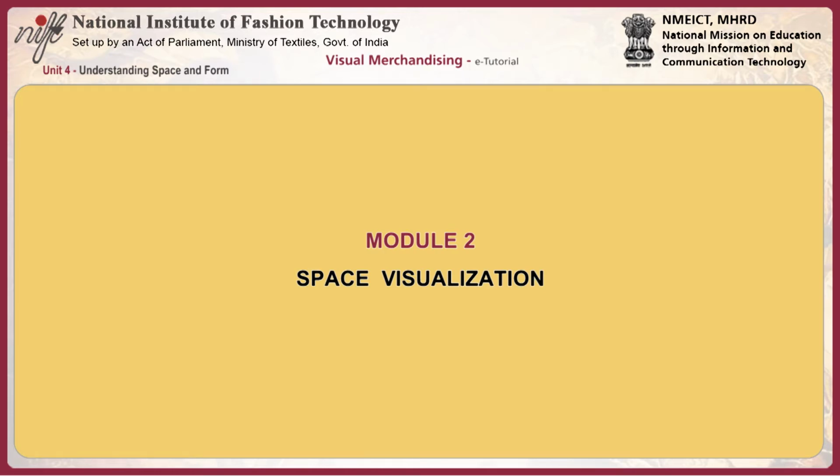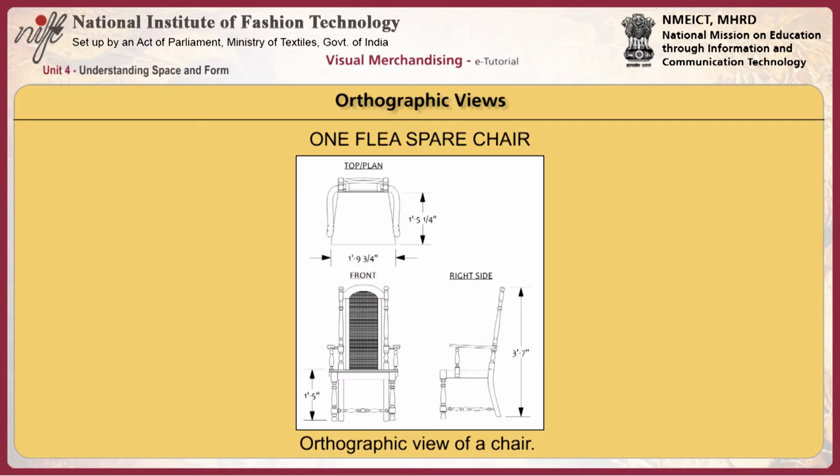Now we move on to learn about space visualizations. This can be learned through an understanding of technical drawings which aid visual communication. The first of them is orthographic views. Orthographic views are two-dimensional drawings used to represent or describe a three-dimensional object. The orthographic views represent the exact shape of an object seen from one side at a time, as you are looking perpendicular to it, without showing any depth to the object.